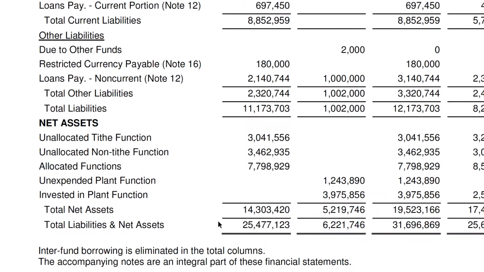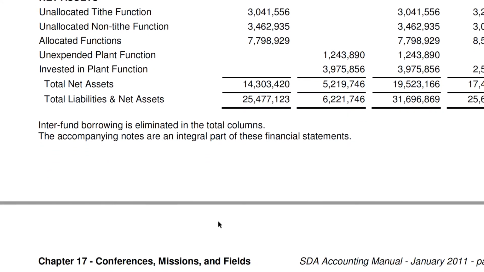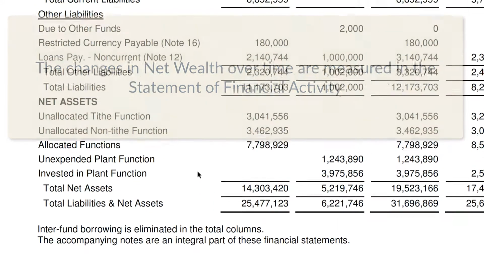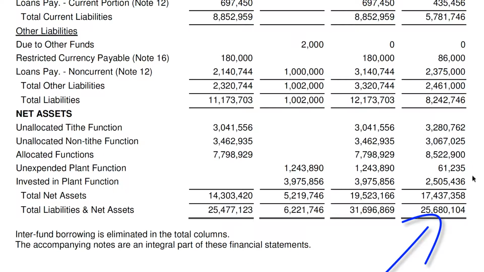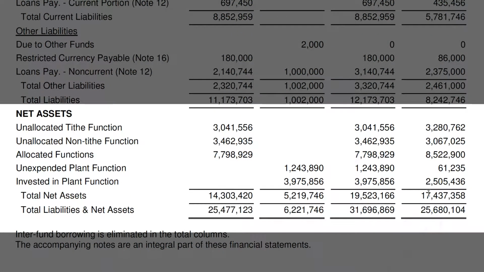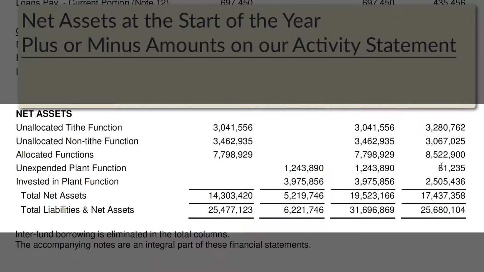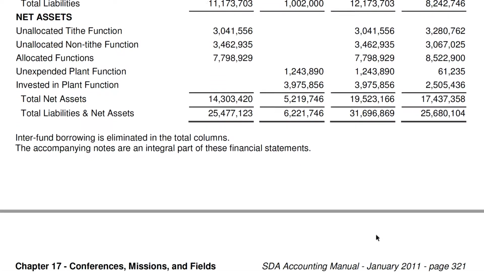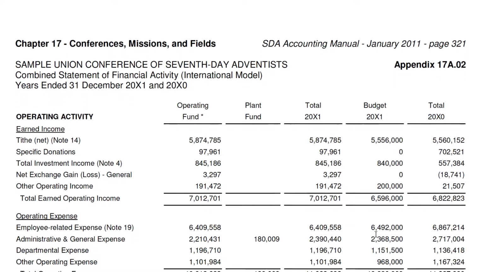Our measurement of increases in net wealth happens in the statement of financial activity. That is, we had at the beginning of the year a certain amount of net wealth and net assets. We brought in money and we spent money, and it brought us to the end of this year. We started the year with a certain amount of resources, brought in money, spent money, and ended up at our status at the end of the year. That is explained by our statement of financial activity.